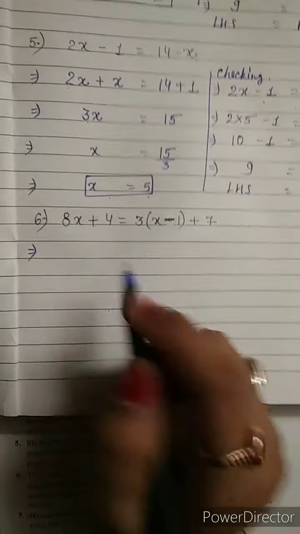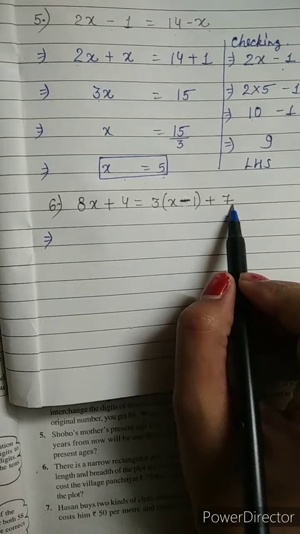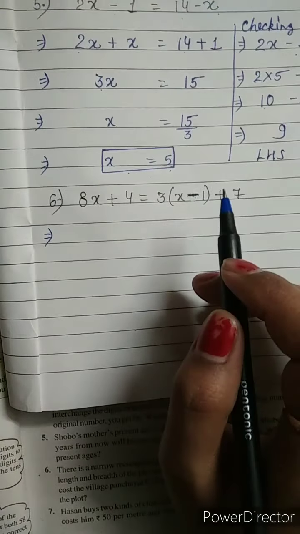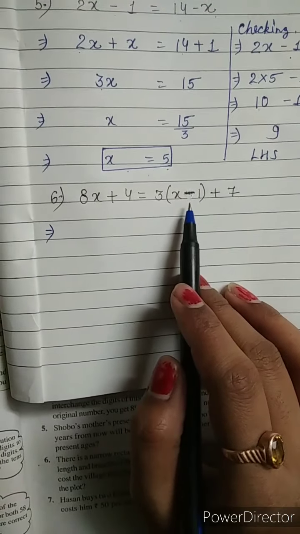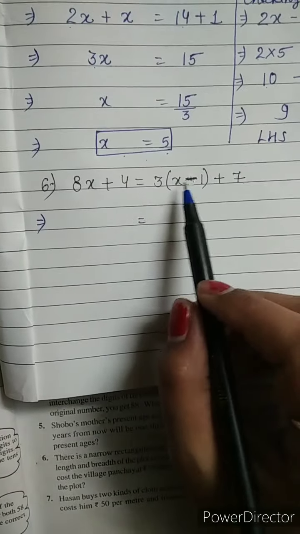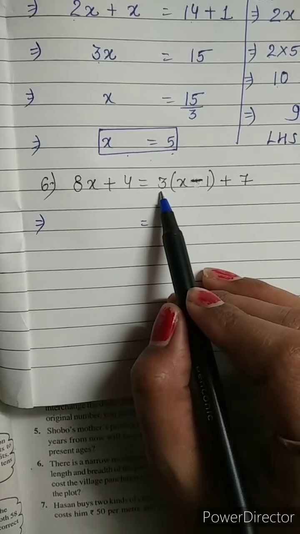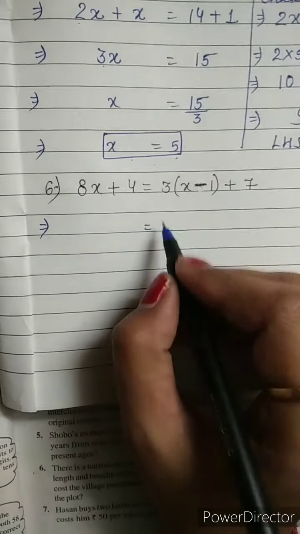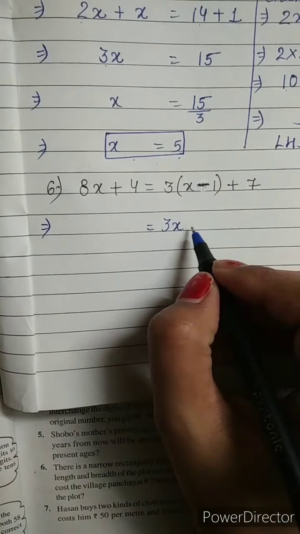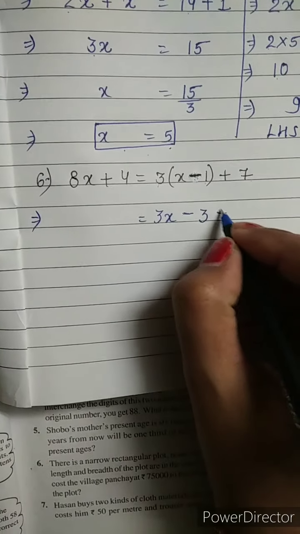Question number 6 is 8x plus 4 is equal to 3 into x minus 1 plus 7. So in this question, before shuffling any variable or constant, firstly we have to solve this bracket. Before writing 8x plus 4, I am solving the right hand side. Here 3 into x minus 1. Firstly 3 will go near to x, so 3x will come. The minus symbol is in the bracket, that's why we will put a minus symbol here. 3 into 1 will give us 3, plus 7 as it is.